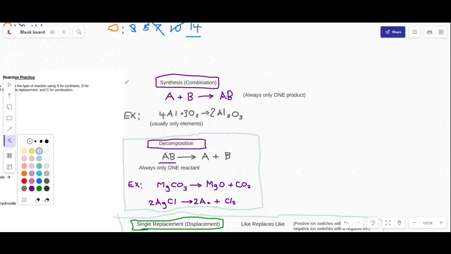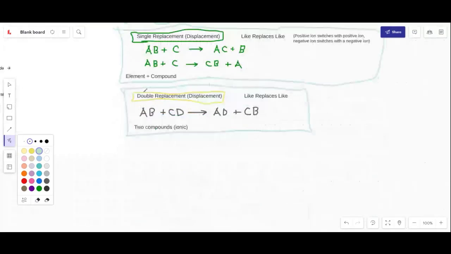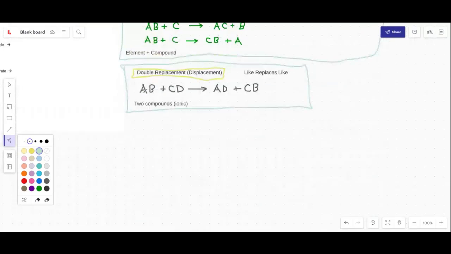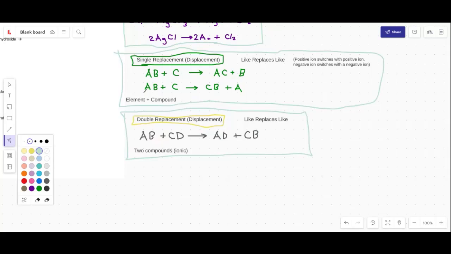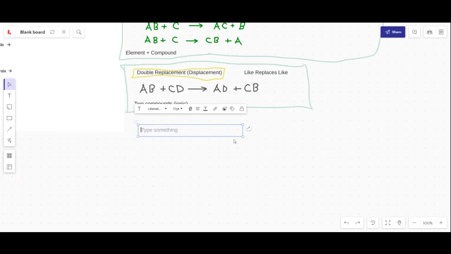All right, and then synthesis, decomposition, single replacement, and double replacement. Okay, and then lastly, there's combustion. So combustion reactions are probably the easiest ones to recognize.